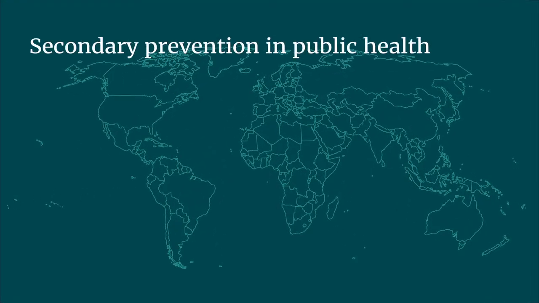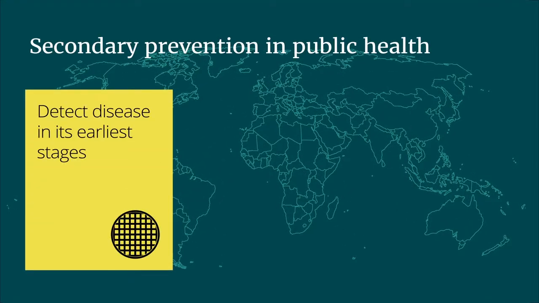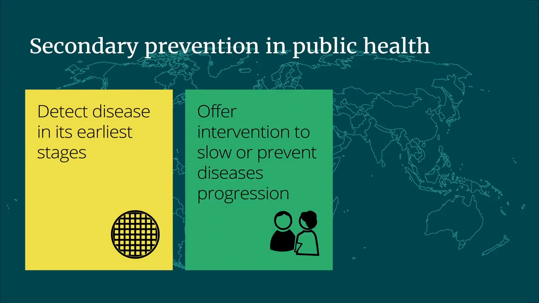In public health, secondary prevention aims to detect disease in its earliest stages, often when it is still without symptoms, and offer an appropriate intervention to slow or prevent progression of the disease.